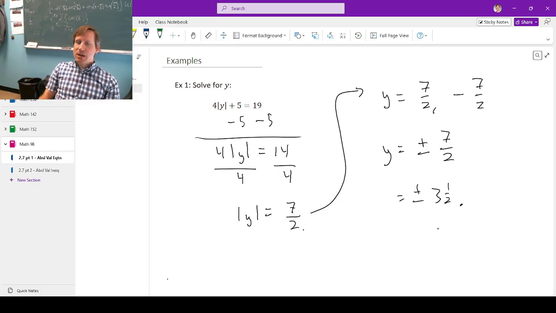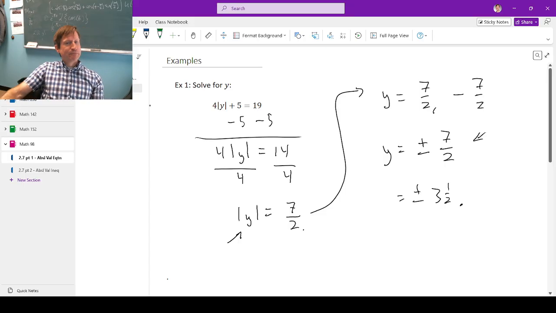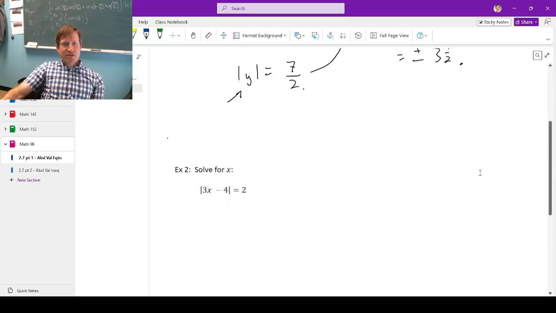All right. So for this one, first we solved for the absolute value piece, and then we unwrapped the absolute value by sticking this plus or minus on the right-hand side of the equation. All right. Let's look at another example.